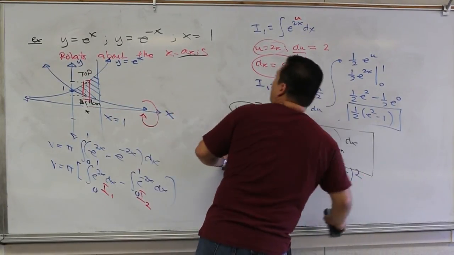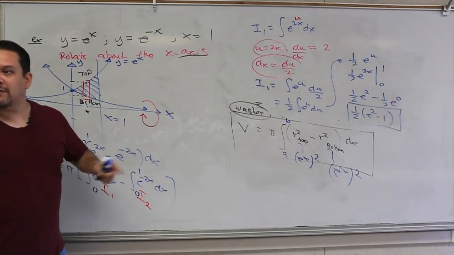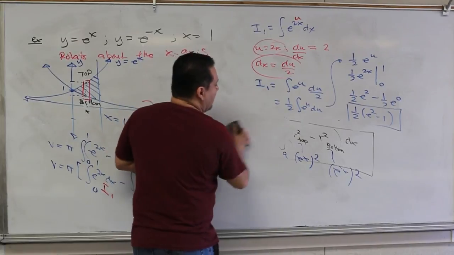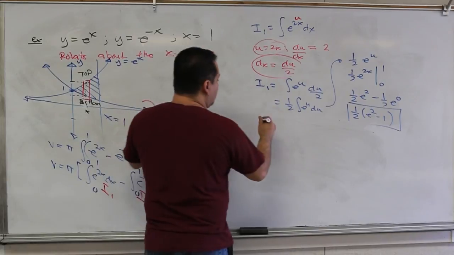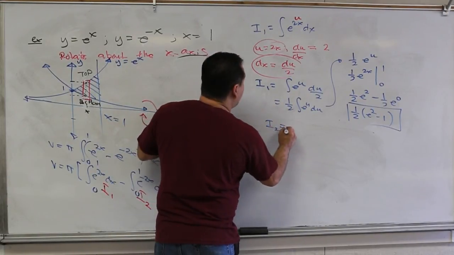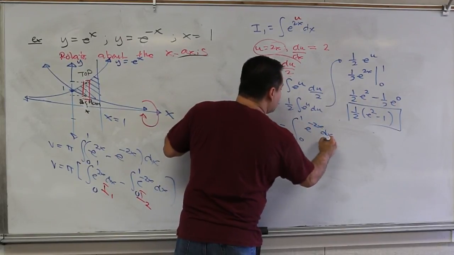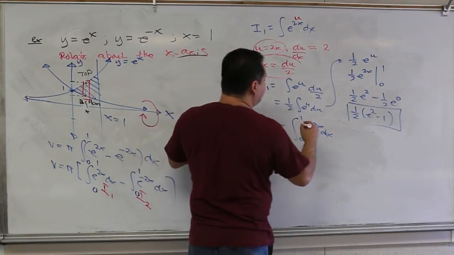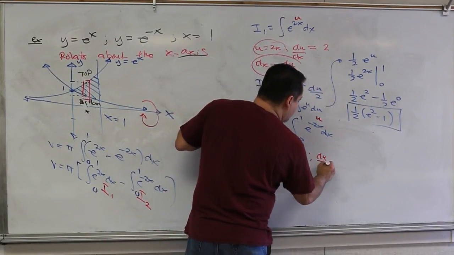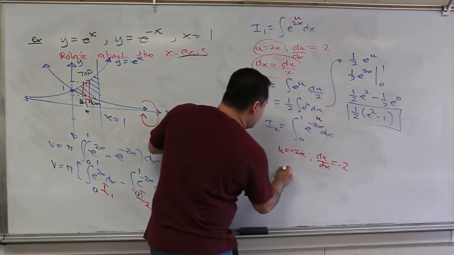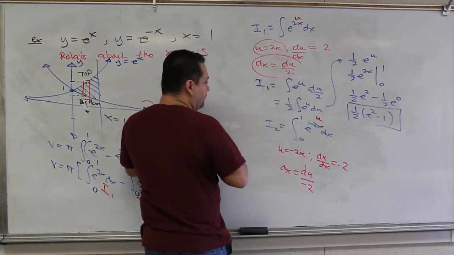What about integral 2? Which one do you want to erase? The washer here. Here's your integral 2. We have the integral from 0 to 1, e to the minus 2x dx. What's your u again? Minus 2x. What's du/dx? Negative 2. dx becomes du over what? Negative 2.